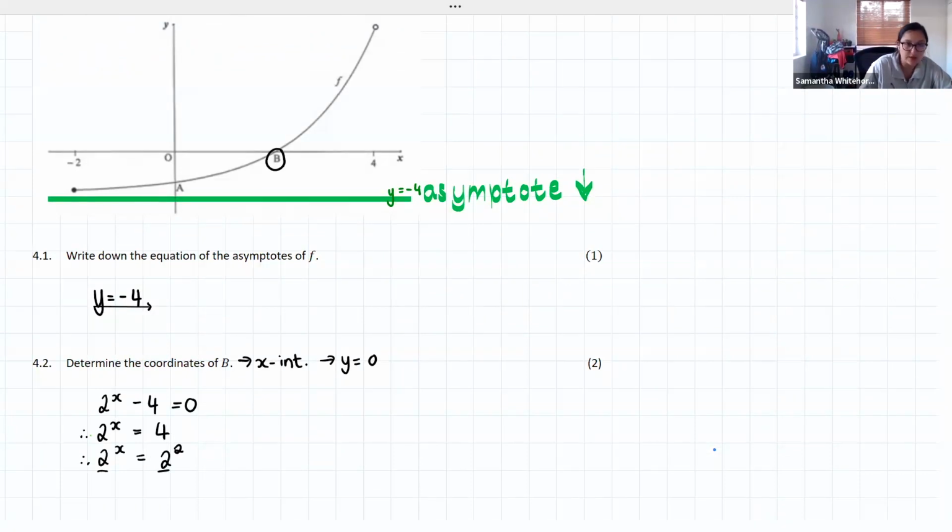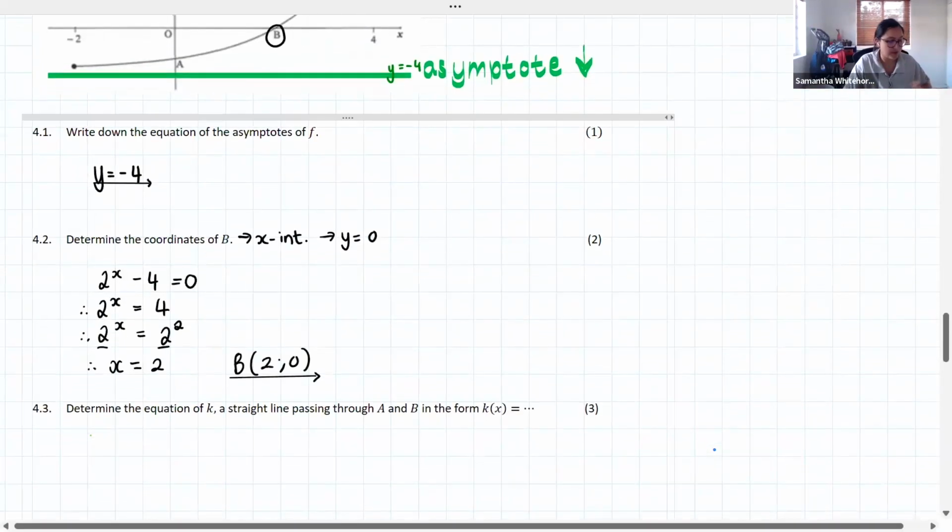Remember, once your bases are the same, the only thing left to equate is your exponent, because you've already made the bases equal. As long as this equation is true, bases must be equal, exponents must be equal. And so now we've got x is equal to 2. And so my coordinate for B is 2, 0. So those of you that got 4, just double check where you might have gone wrong. Just remember it is an exponential equation, and so we must solve it appropriately.